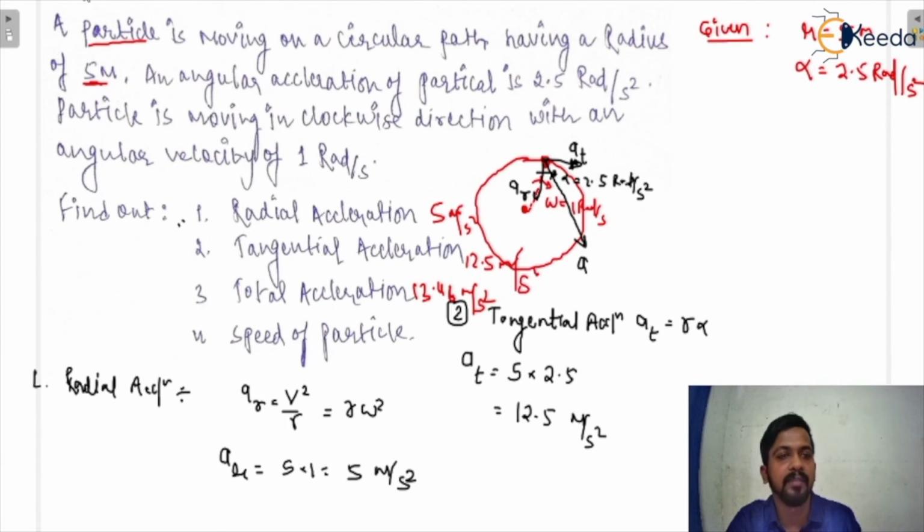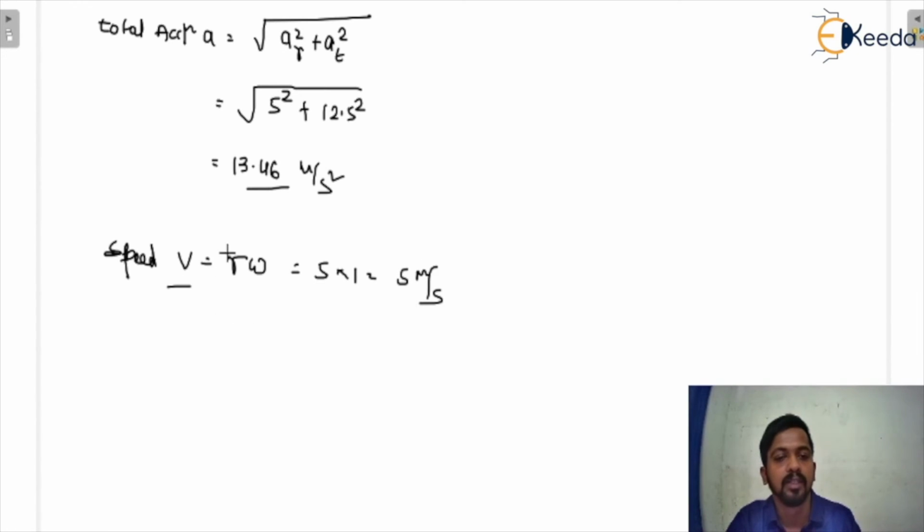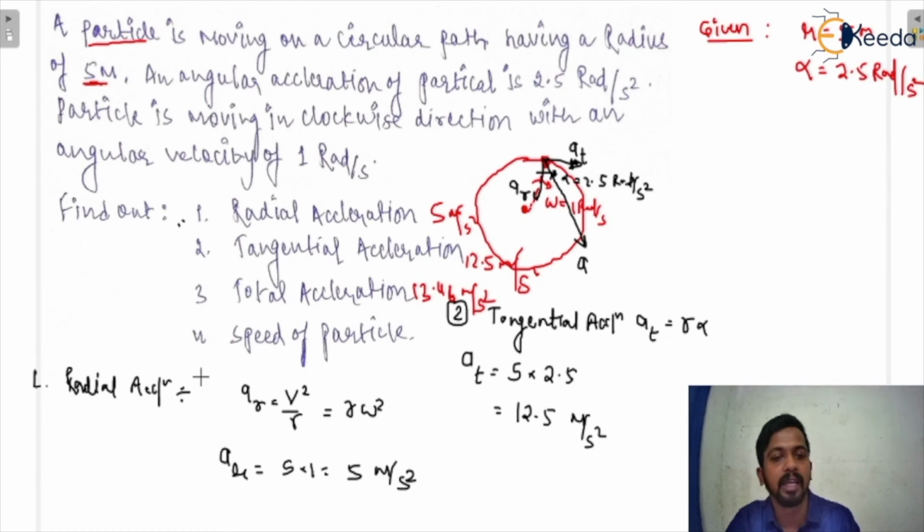And the speed of the particle we have to calculate. The speed V is equal to R omega, and we know both R and omega, so that is 5 meter per second, sorry. This would be the speed of the particle, 5 meter per second.